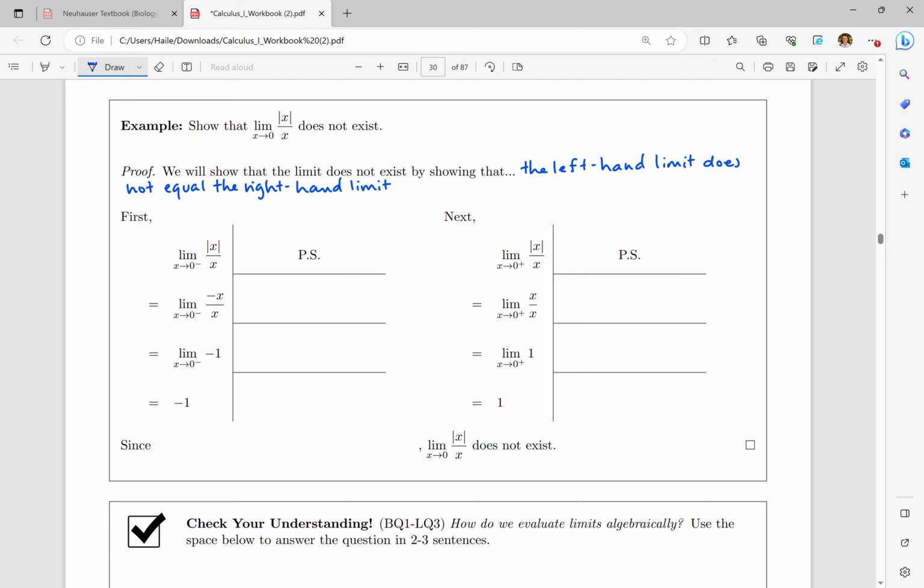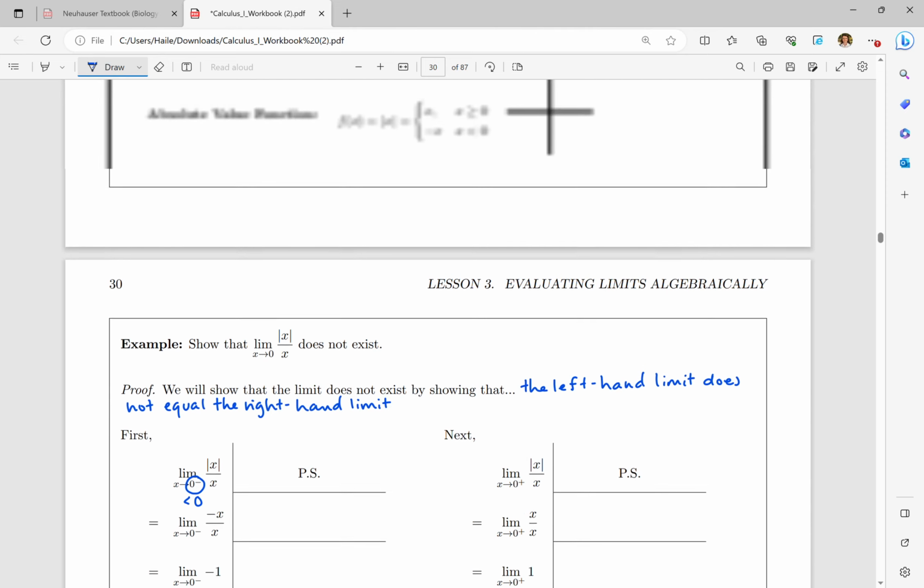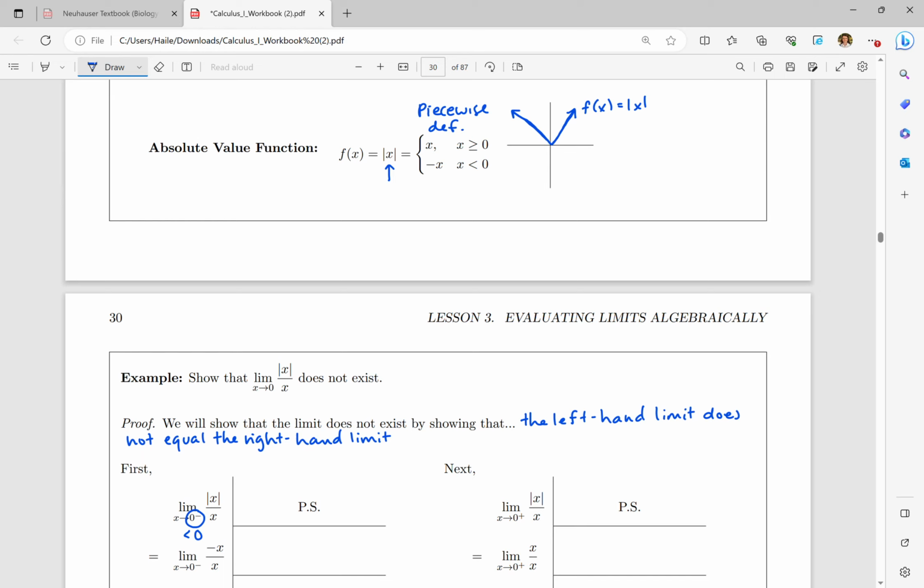Okay, so let me repeat that. We're looking at the 0 from the left, so that means we're taking numbers less than 0, and we're trying to find the y value of absolute value of x with those x values. So if we think about our piecewise definition, what does the absolute value of x look like when x is less than 0? Well, it actually looks like negative x.